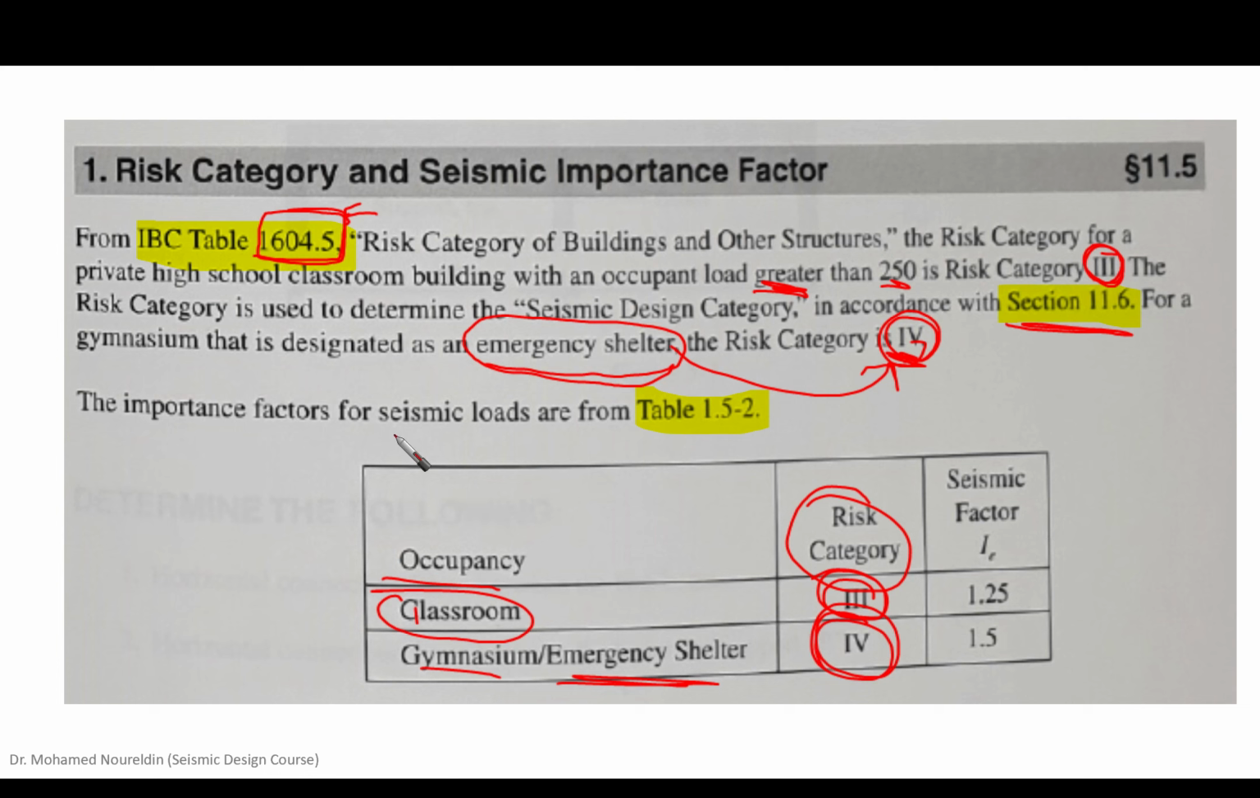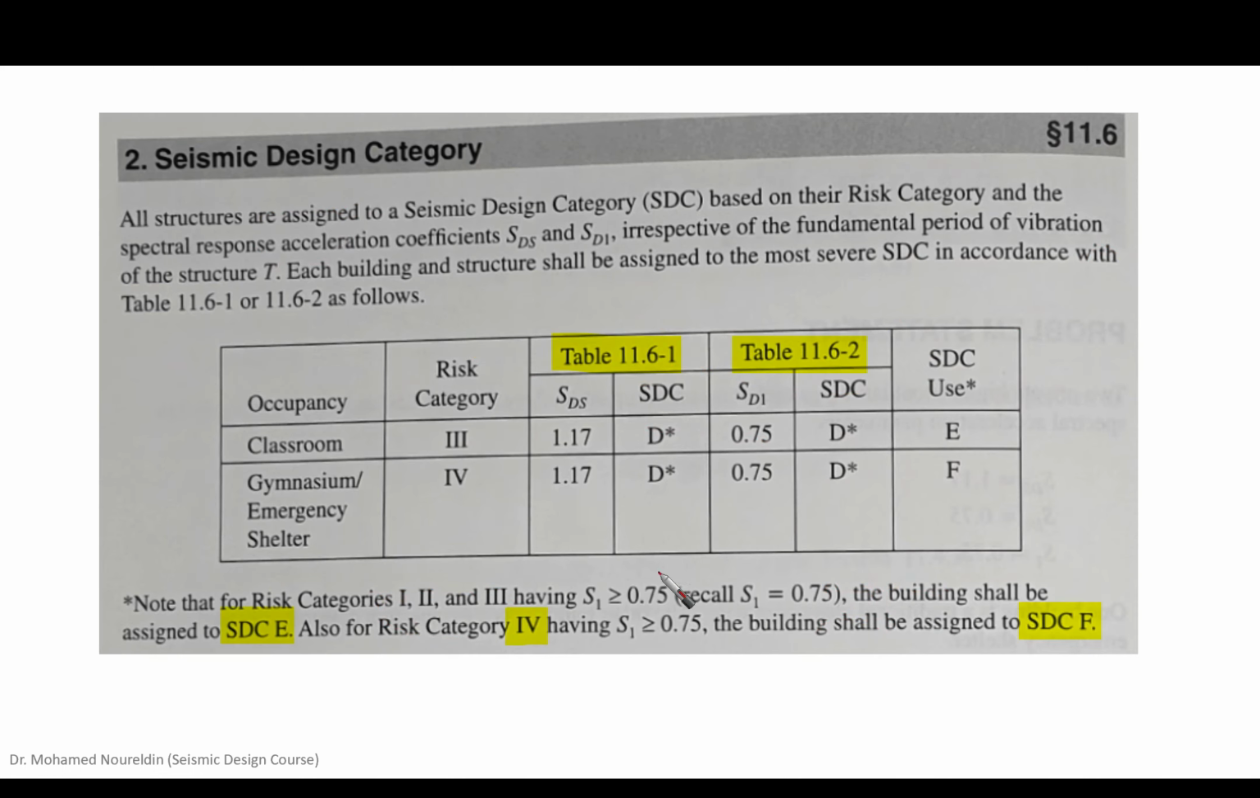The importance factor for seismic loads is from Table 1.5. Do you remember that? For risk category 3, it is 1.25, and for risk category 4, it is 1.5. Okay. Now let's go to the last thing, which is seismic design category.